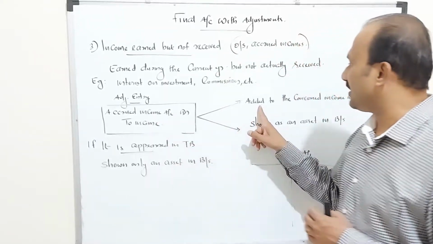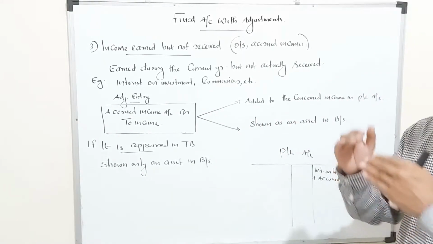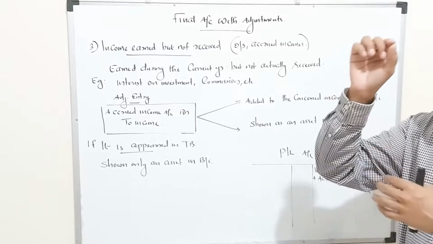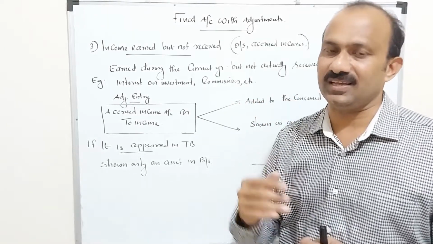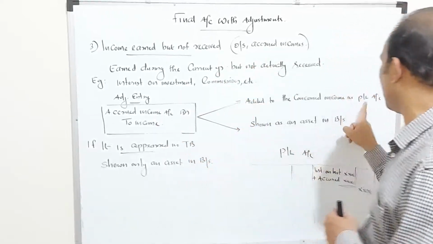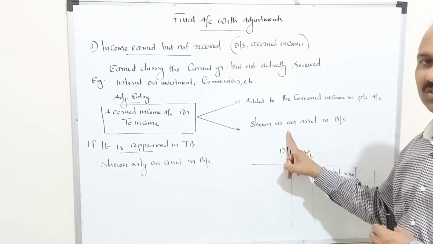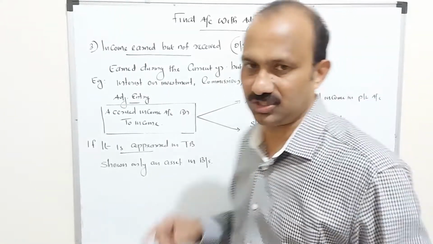The treatment will be added to the concerned income in the profit and loss account. Which income did you earn? For example, commission received 2,000, and 1,000 accrued commission is there. Therefore, you have to add 2,000 plus 1,000, 3,000, in the profit and loss account. The 1,000 is still not received, which means it is your asset, shown as an asset in the balance sheet.